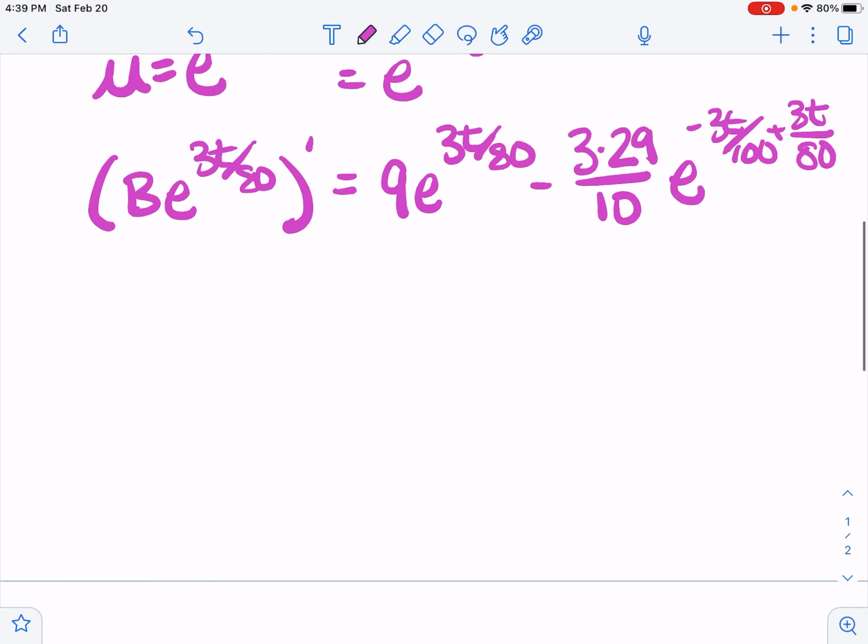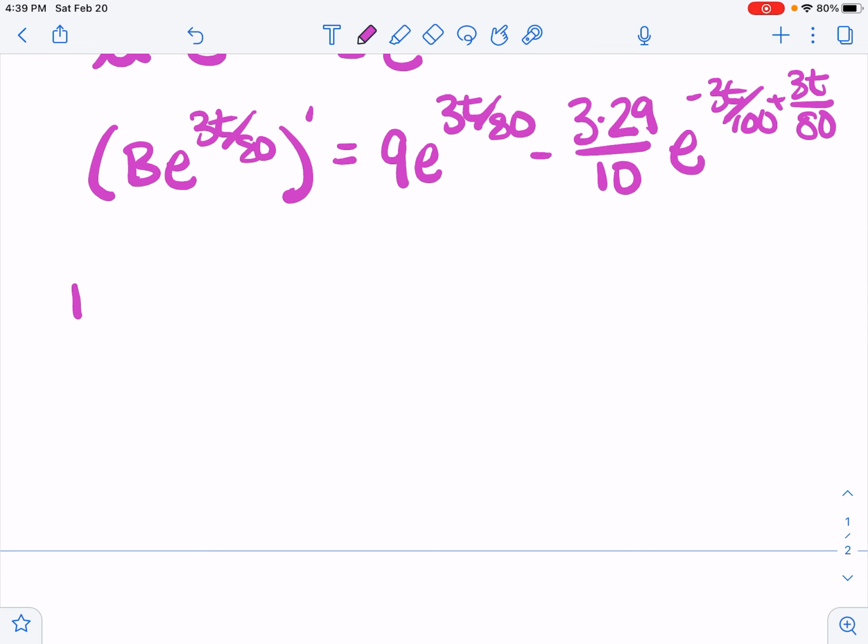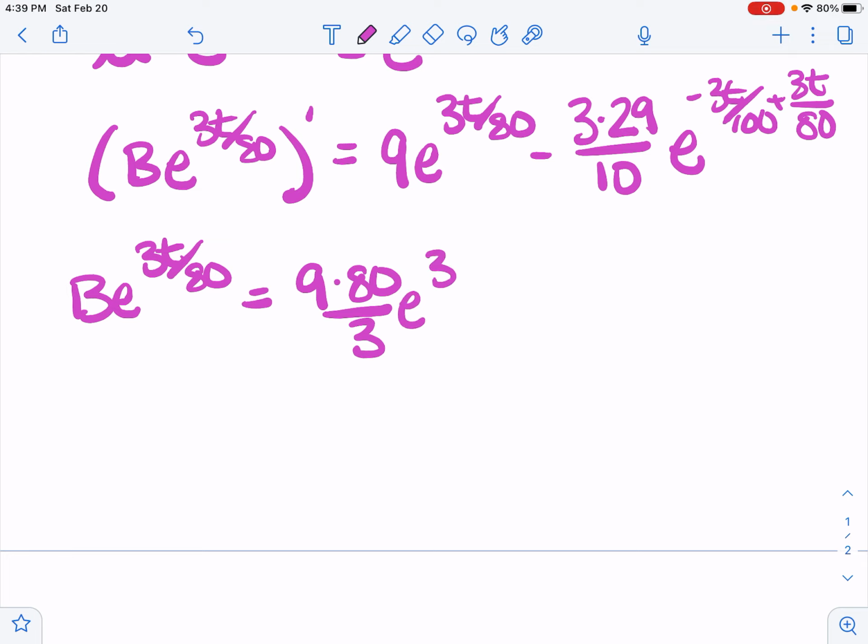All right, so I've got to integrate both sides. I integrate both sides. I have b e to the 3t over 80 equals 9 times 80 over 3 e to the 3t over 80. All right, I guess we do have to do some work on this. So let's deal with that right there and figure out what the common denominator is.